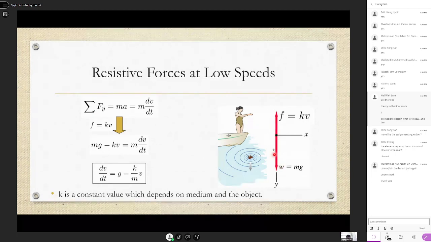This is the free body diagram that we are talking about. There will be a weight pointing down and a resistive force pointing opposite. If you write up the summation of forces, it will equal ma. a is also dv over dt. Remember, this is the differentiation of velocity giving acceleration. So it's just another way to write it.